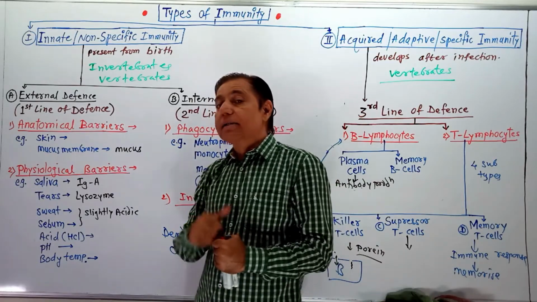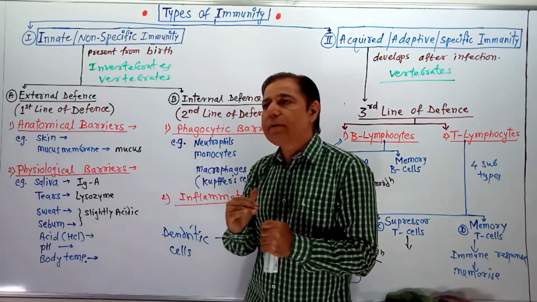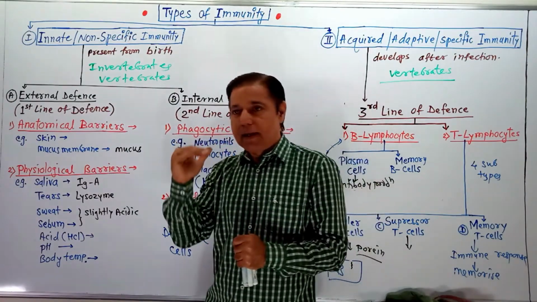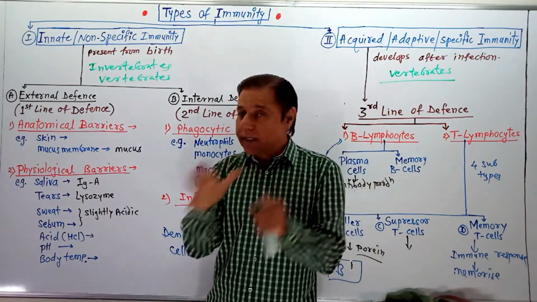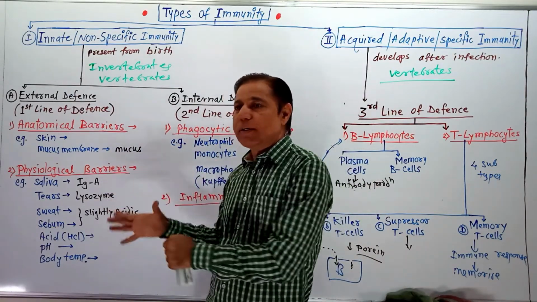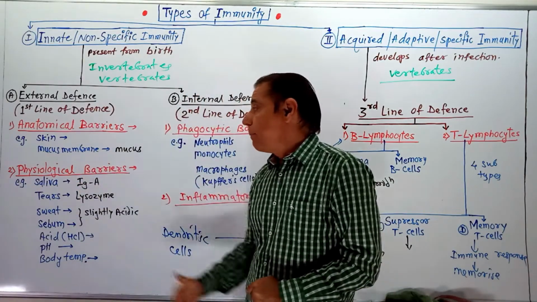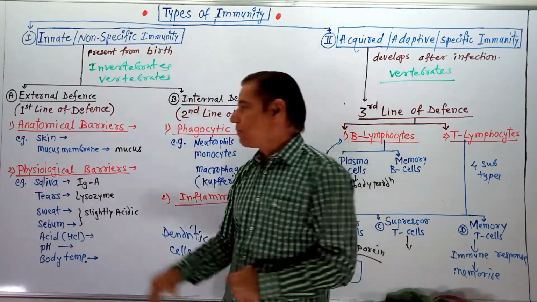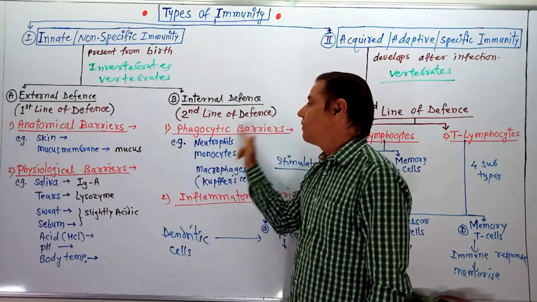And in this way, sometimes after entry, fever develops, and fever means a rise in temperature, and this rise in temperature becomes non-tolerable for pathogens. Okay, in this way, these are some physiological barriers. Then we shift towards the internal defense, meaning the second line of defense.